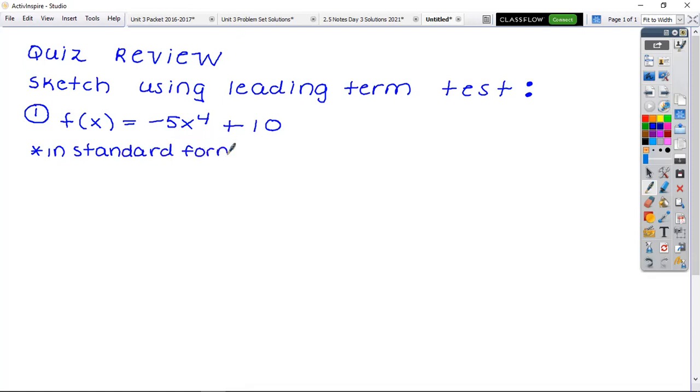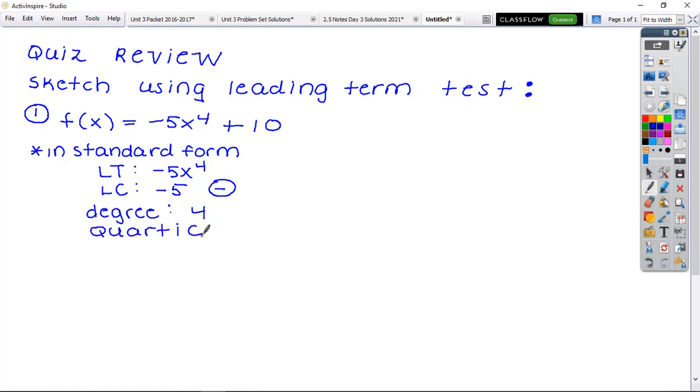So I'm going to go through my criteria. First of all, which one is my leading term? You can abbreviate it, that's fine. Yep, she's right. Negative 5x to the fourth, perfect. And then next, I'm going to state what is my leading coefficient? Negative 5, good. So it is a negative number. Next, I want you to state the degree. So what's the degree on this one? 4. So the classification is a quartic. Very good. Don't worry about your spelling.